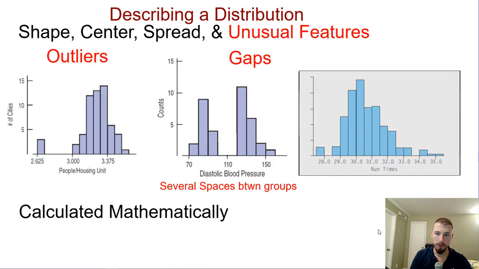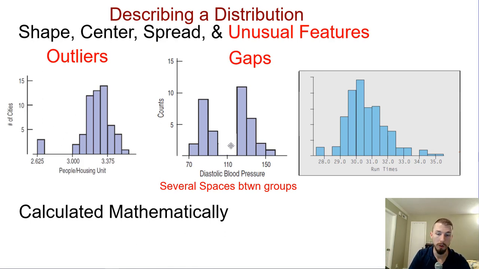All right, unusual features like outliers and gaps. Gaps happen when we have gaps between two groups of data. This is not considered a gap because this is an outlier. It's not really a group of data, like a split in two, where we have this group and this group over here. So this would be considered an outlier.